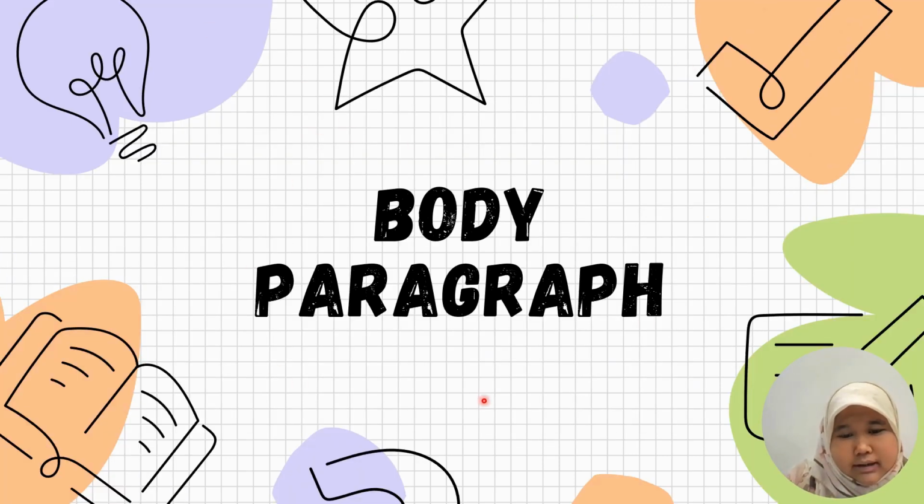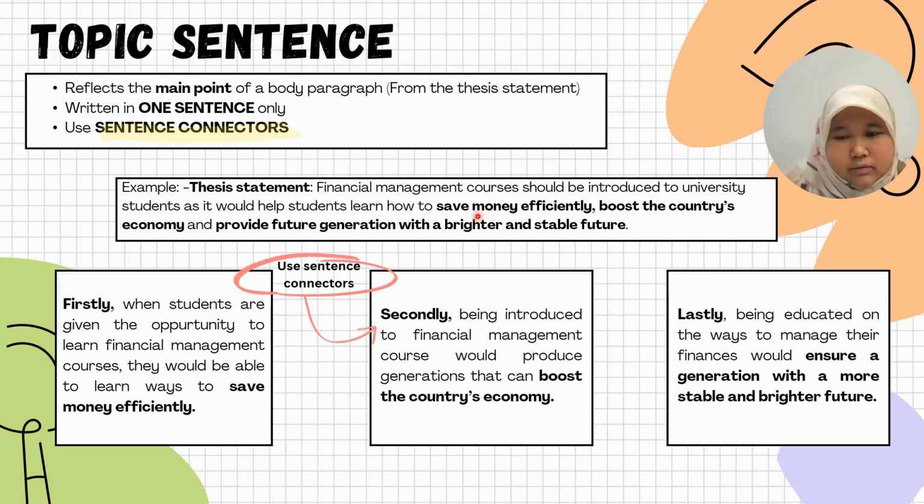Next, we go to the body paragraph. The body paragraph must have a topic sentence. So what is a topic sentence? A topic sentence reflects the main point of a body paragraph. Basically, the main point is from your thesis statement. The topic sentence is written in one sentence only, and you need to use sentence connectors.